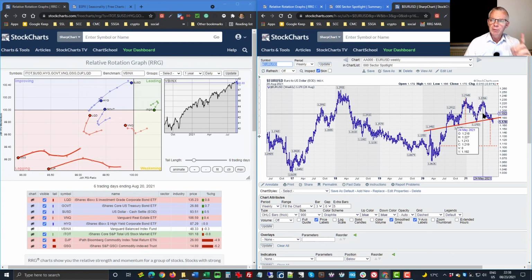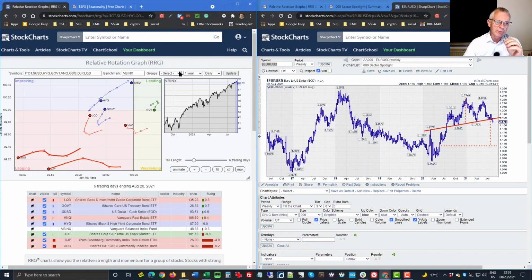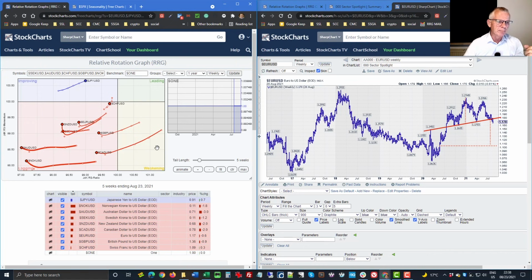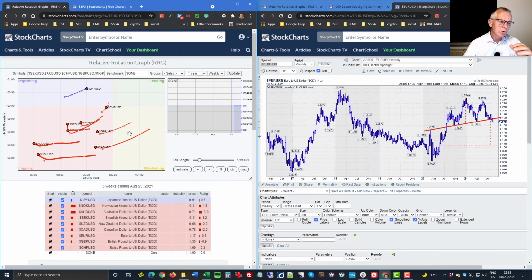Now, before we round off this segment on asset classes and asset class rotation, I want to bring in the RRG for currencies. We don't look at that a lot. Maybe I should do that more because it's important what's going on. And we do have them on the system. And what you see here is the RRG that shows the rotation for the major currencies against the US dollar.